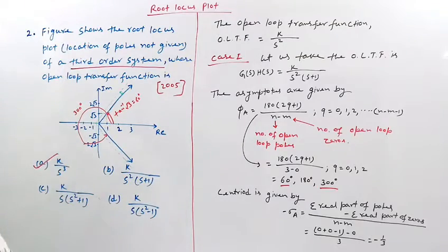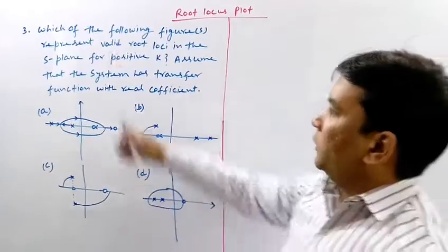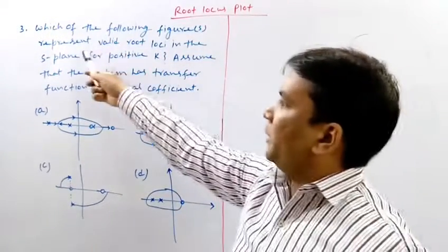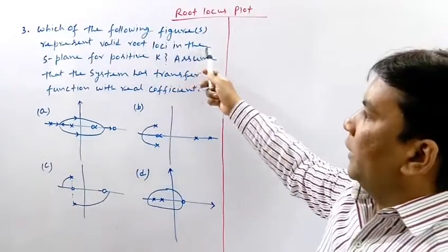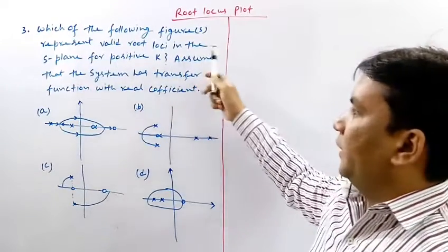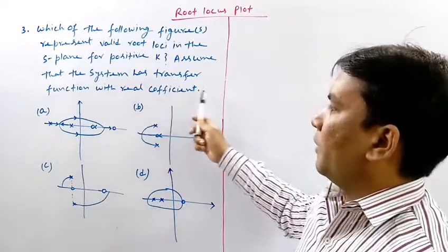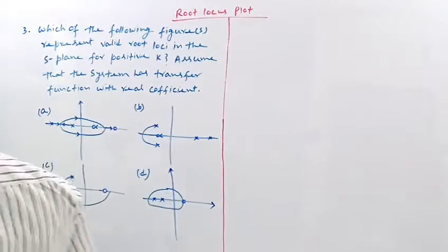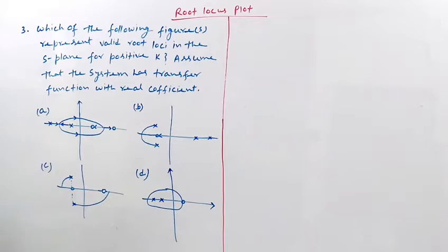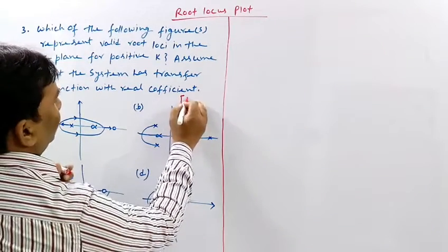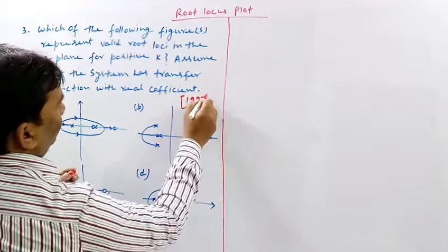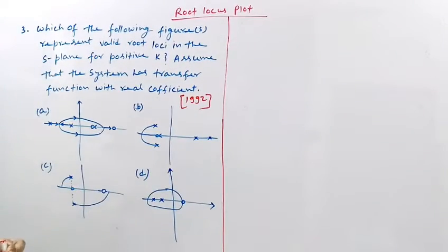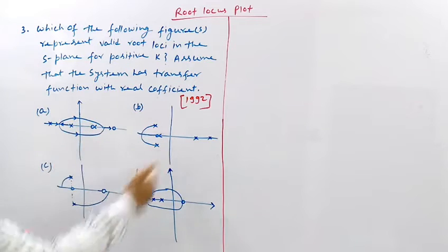Okay. The next question is, which of the following figures represent valid root loci in the S plane for positive k? Assume that the system has a transfer function with real coefficients. This question has been asked in GATE 1992. So let us analyze which of the given options are correct.